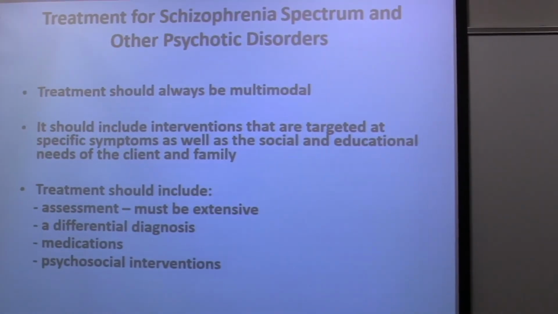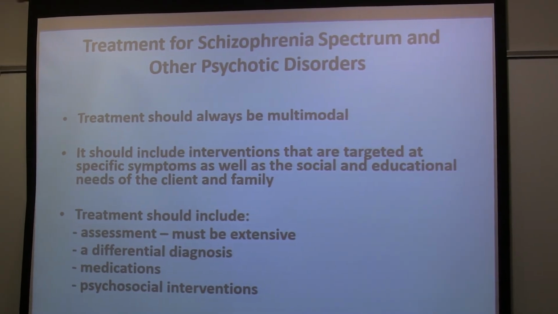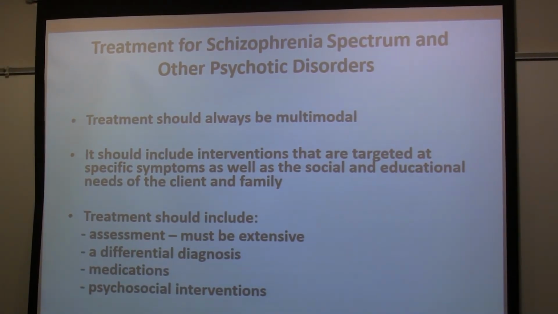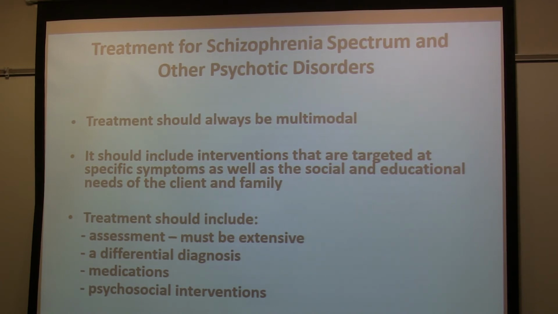What's the treatment for schizophrenia spectrum and other psychotic disorders? It should always be multimodal. It should include interventions that are targeted at specific symptoms, so symptom control is quite important, as well as the social and educational needs of the client and family. So psychoeducation is very, very important. Remember, families can be devastated. Treatment should include assessment, which should be extremely extensive, a real differential diagnosis, medications are usually indicated, and psychosocial interventions because the person's whole life is affected.